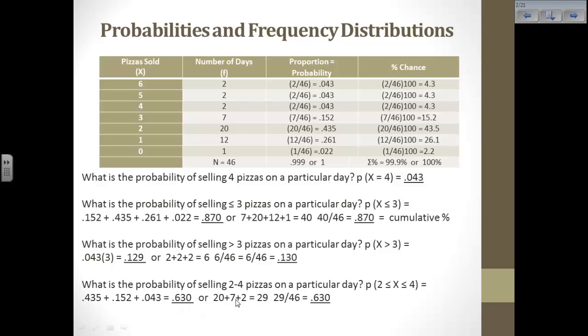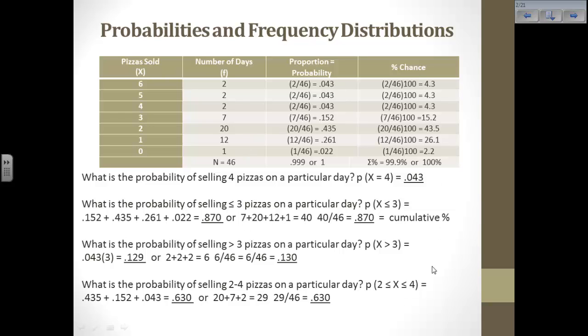Or you could add the frequencies together. 20 plus 7 plus 2 gives you 29. Divide that by 46, you get 0.630. And quickly, I want to point out that yes, these two are somewhat different, but that's just due to the rounding error associated with the fact that I only took these probabilities out to the thousandths place.